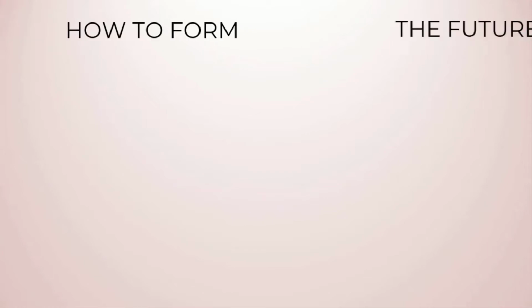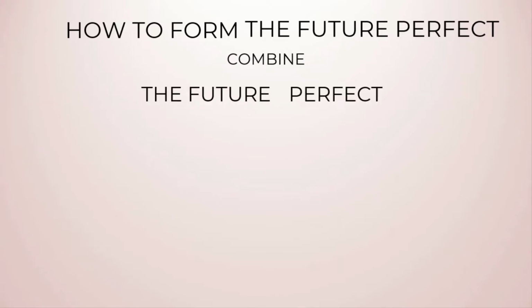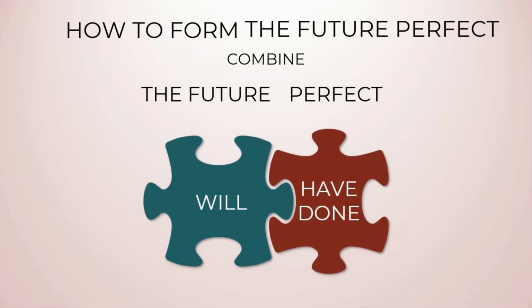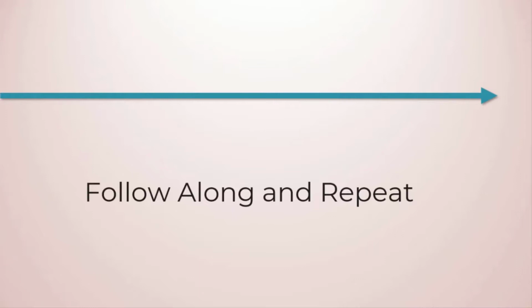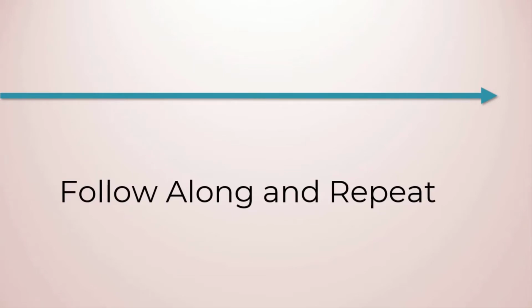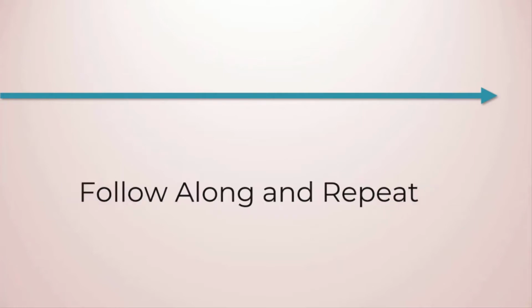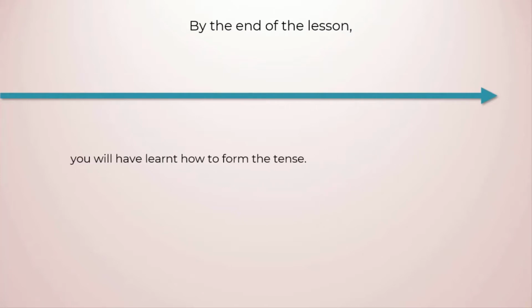Let's begin by introducing how the future perfect tense is formed. It's formed by combining the future, will, and the perfect, have, plus the past participle, or third verb form. Basically, will have done. Now, let's practice with some example sentences. And please, feel free to follow along and repeat the example sentences to get comfortable using this tense in a sentence. By the end of the lesson, you will have learned how to form the tense.